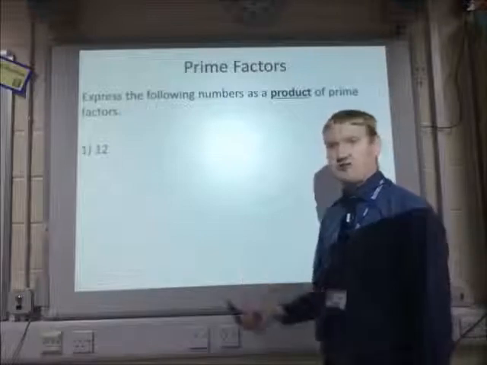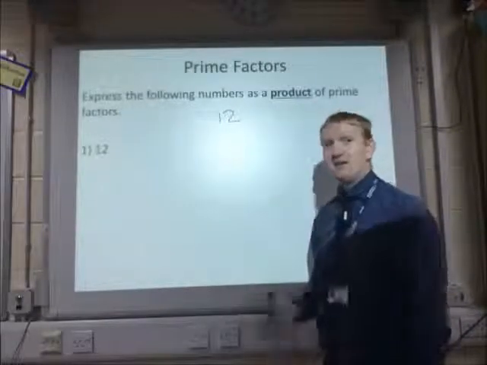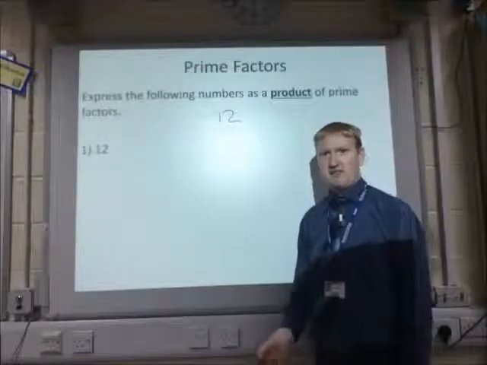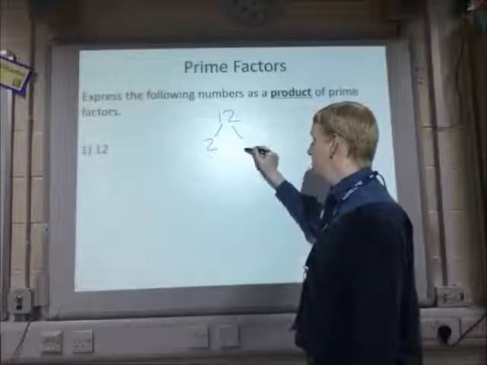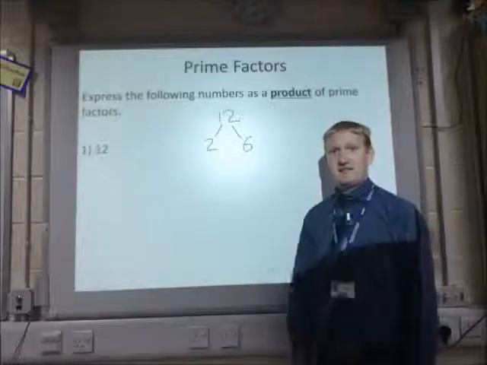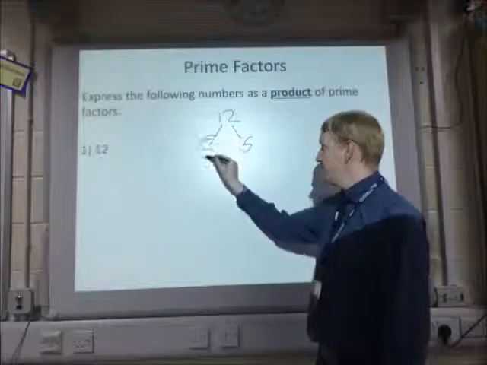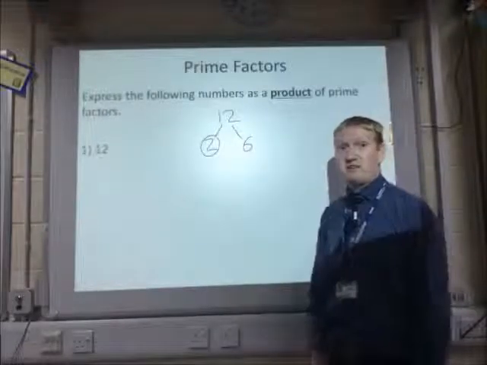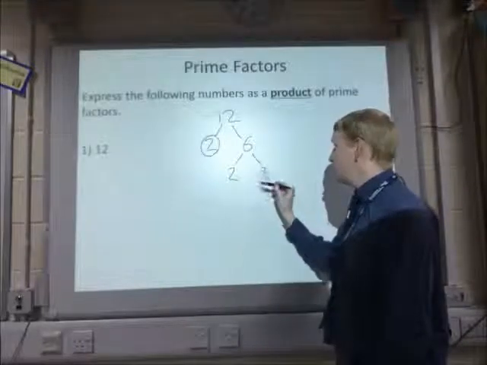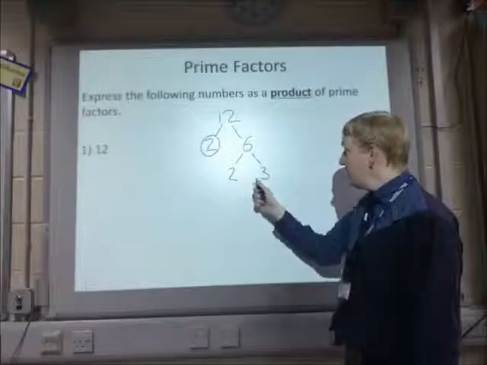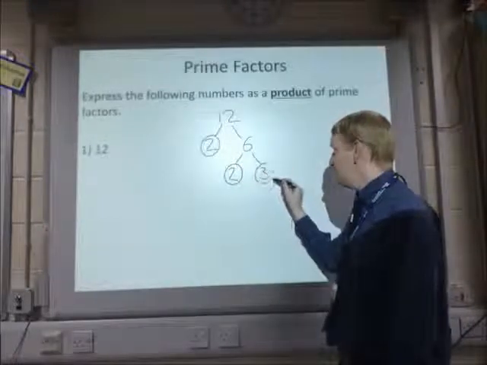I always use a factor tree when doing these, so we start off by writing 12 at the top, and then we need to find two numbers that multiply together to get 12. So 12 you get from doing 2 times by 6. Because 2 is a prime number, we're going to leave it as it is. 6 we need to split up. 6 you can write as 2 times by 3. 2 is a prime number and so is 3, so we're going to leave both of those as they are.